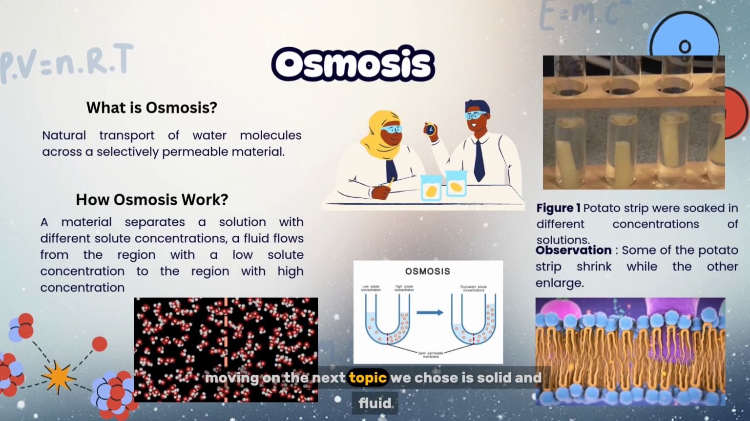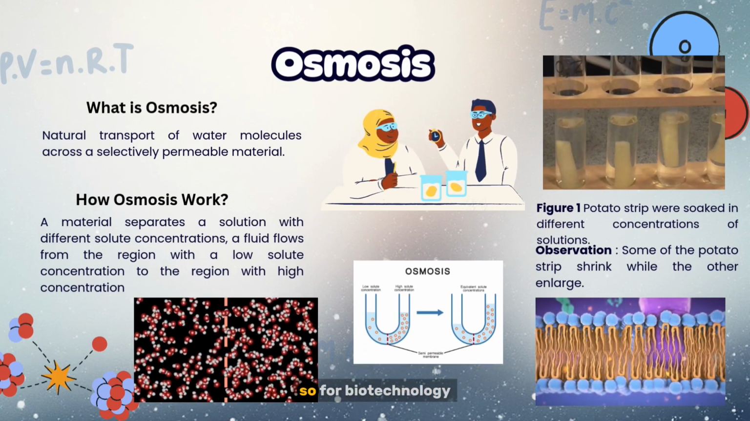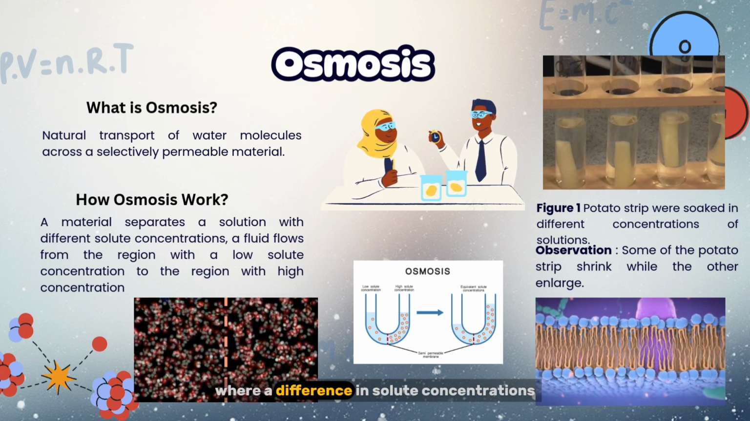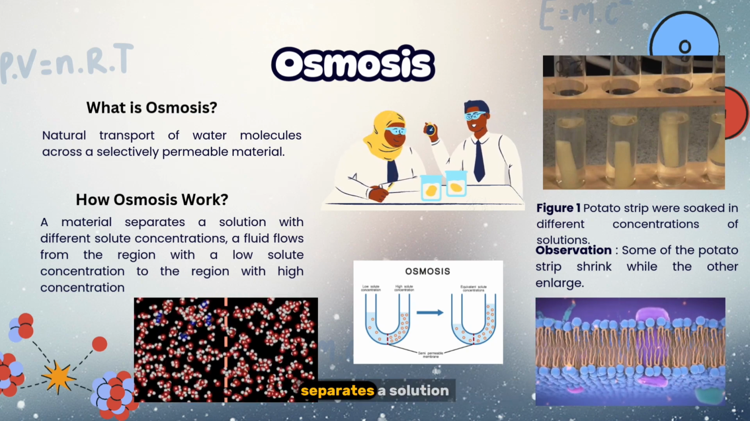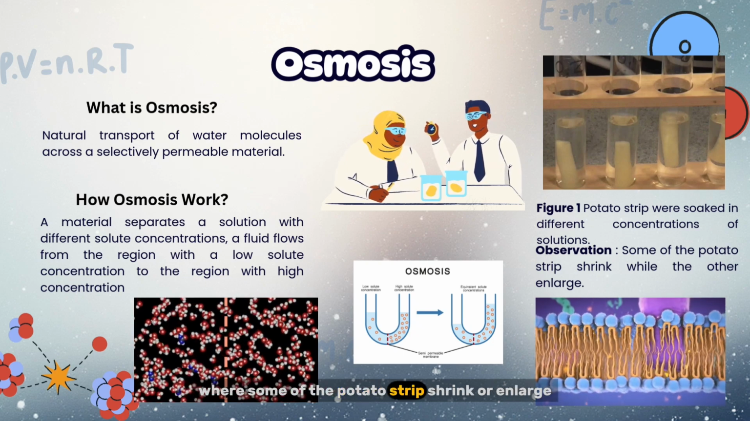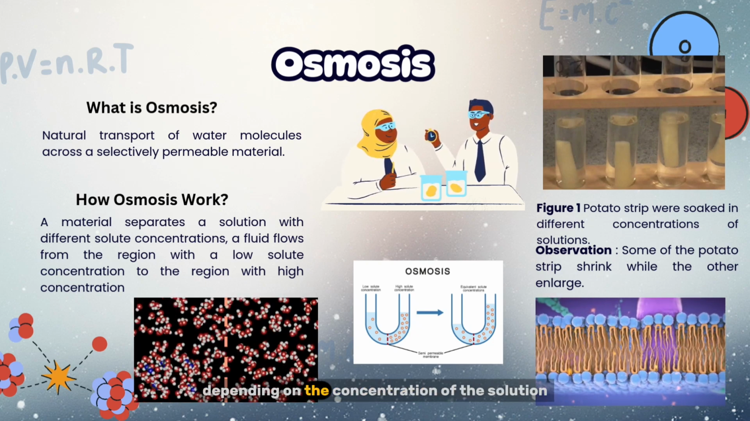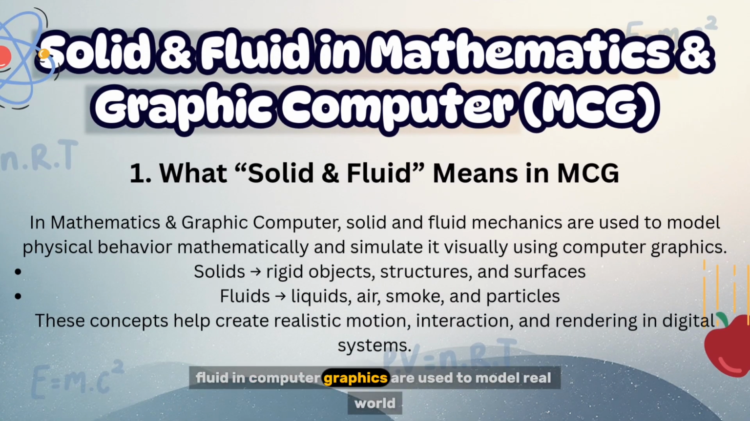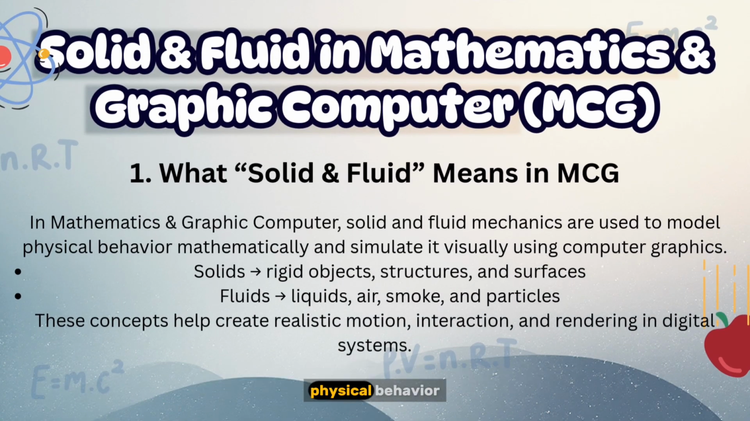Moving on, the next topic we chose is solid and fluid. So for biotechnology, the physics concept highly relates to osmosis, where a difference in solute concentrations separates a solution. We can see this happening in figure 1, where some of the potato strips shrink or enlarge depending on the concentration of the solution. Solid and fluid in computer graphics are used to model real-world physical behavior.